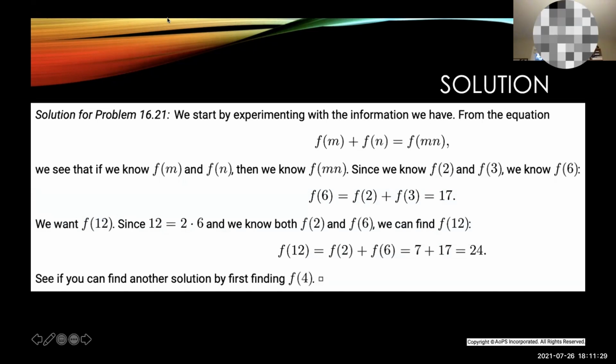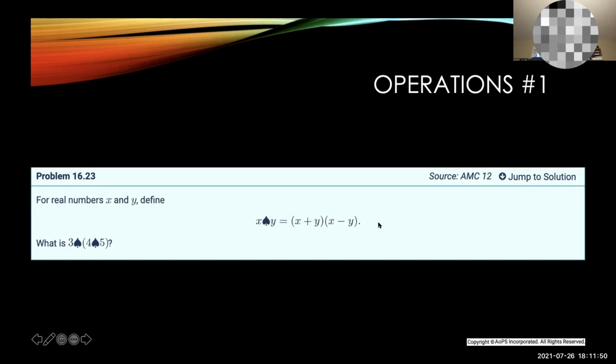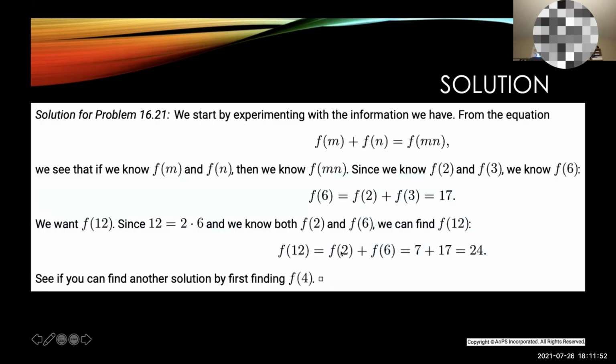Okay, so we're going to go over this problem now. First we start with some trial and error using the parts they gave us. We see that f of 6 equals f of 2 plus f of 3, which equals 17. Since we want f of 12, we use 12 equals 2 times 6, and we know both f of 2 and f of 6, so we can find f of 12. Essentially, f of 12 is f of 2 plus f of 6, which is 7 plus 17 equals 24. So that's all there was to that problem.